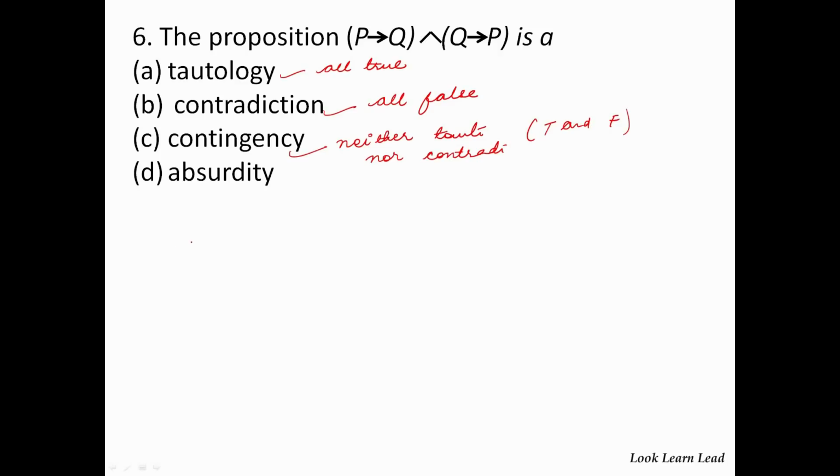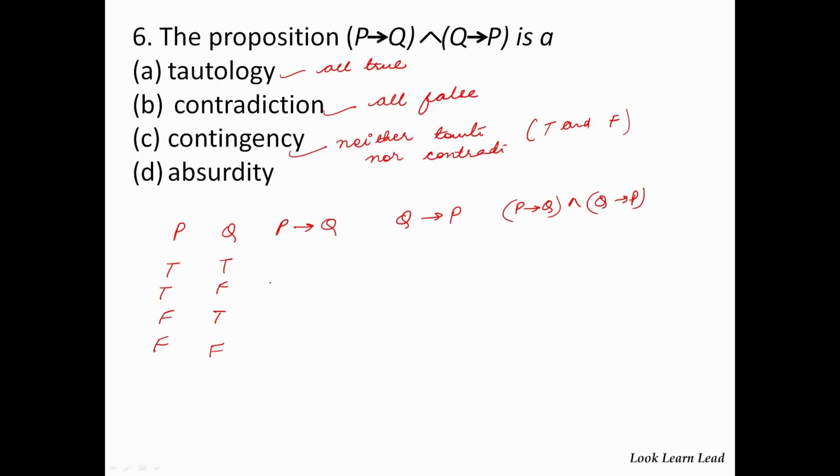Okay, now let's solve for our question. We have two terms, P and Q. So I'll write it as there would be 4 combinations: true true, false false, true false, and false true. Okay, there are 4 combinations. Now first is P implies Q, and second is Q implies P. Then we would be having the intersection of both of these: P implies Q, intersection Q implies P.